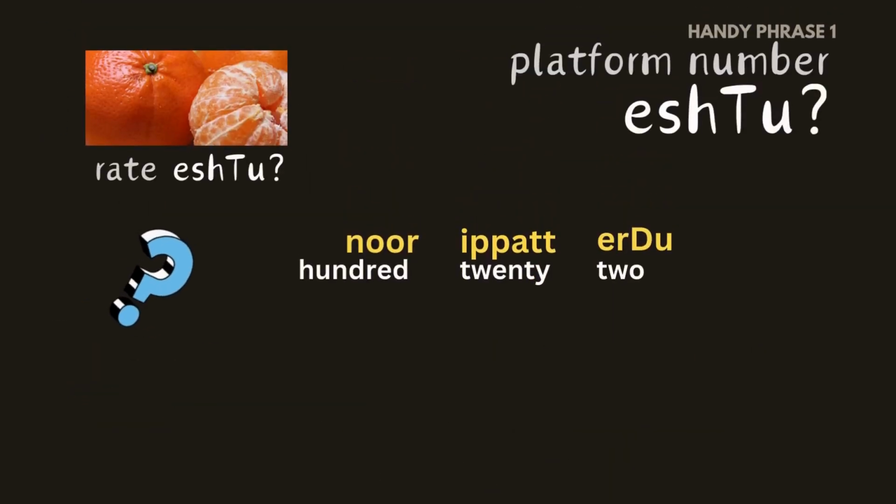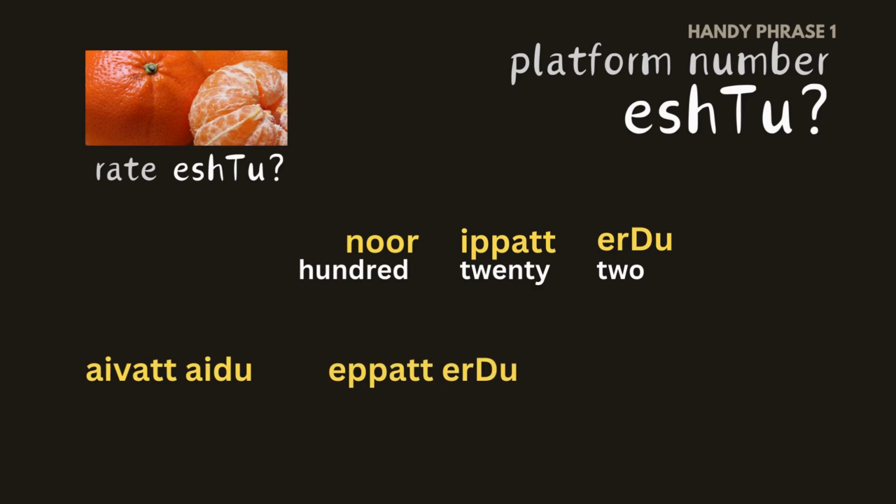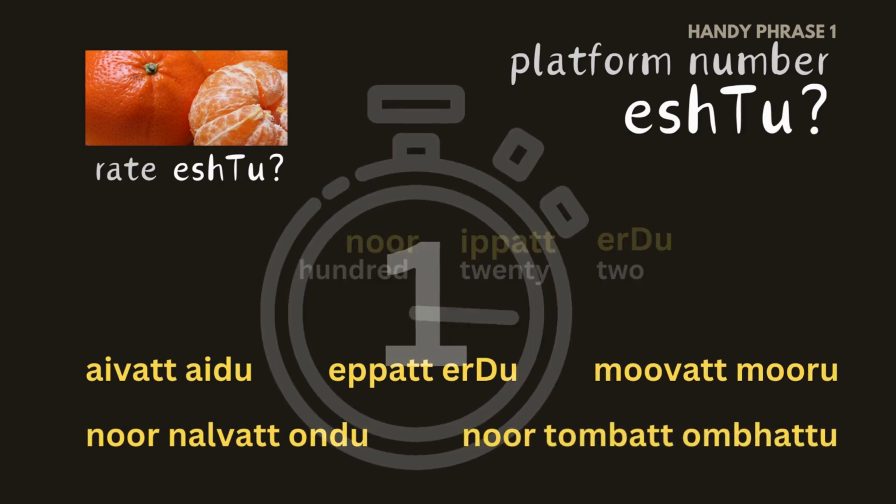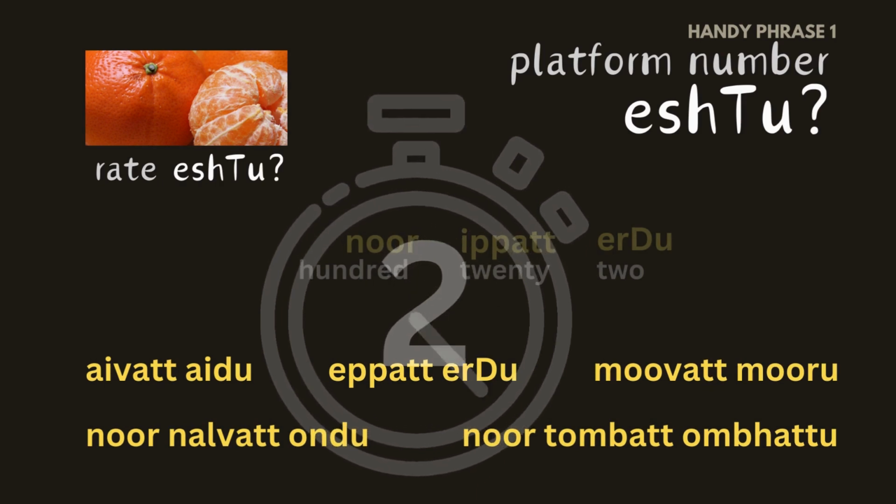Exercise time. What is the English equivalent of 55, 72, 33, 141 and 199? Please key in your answers in the comments section.